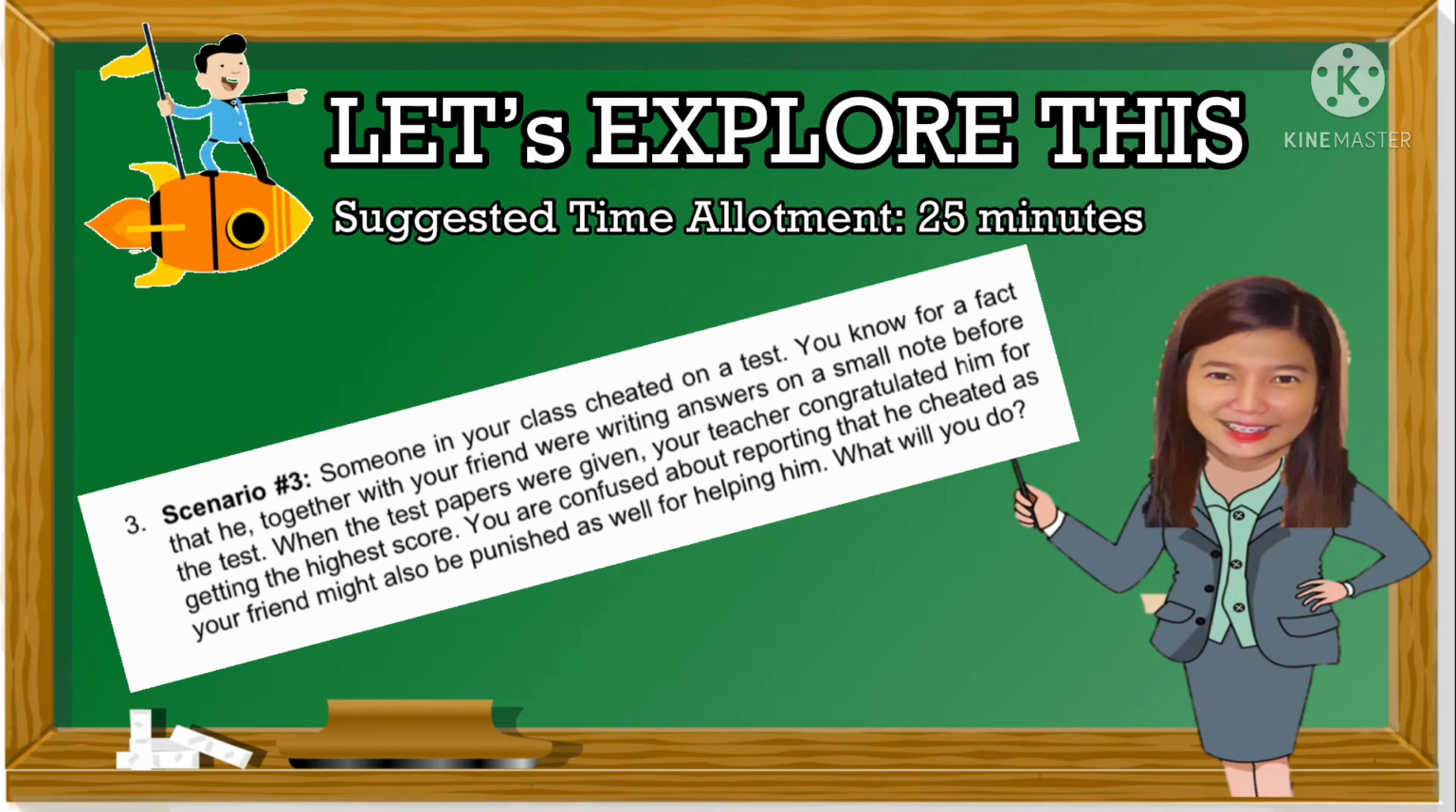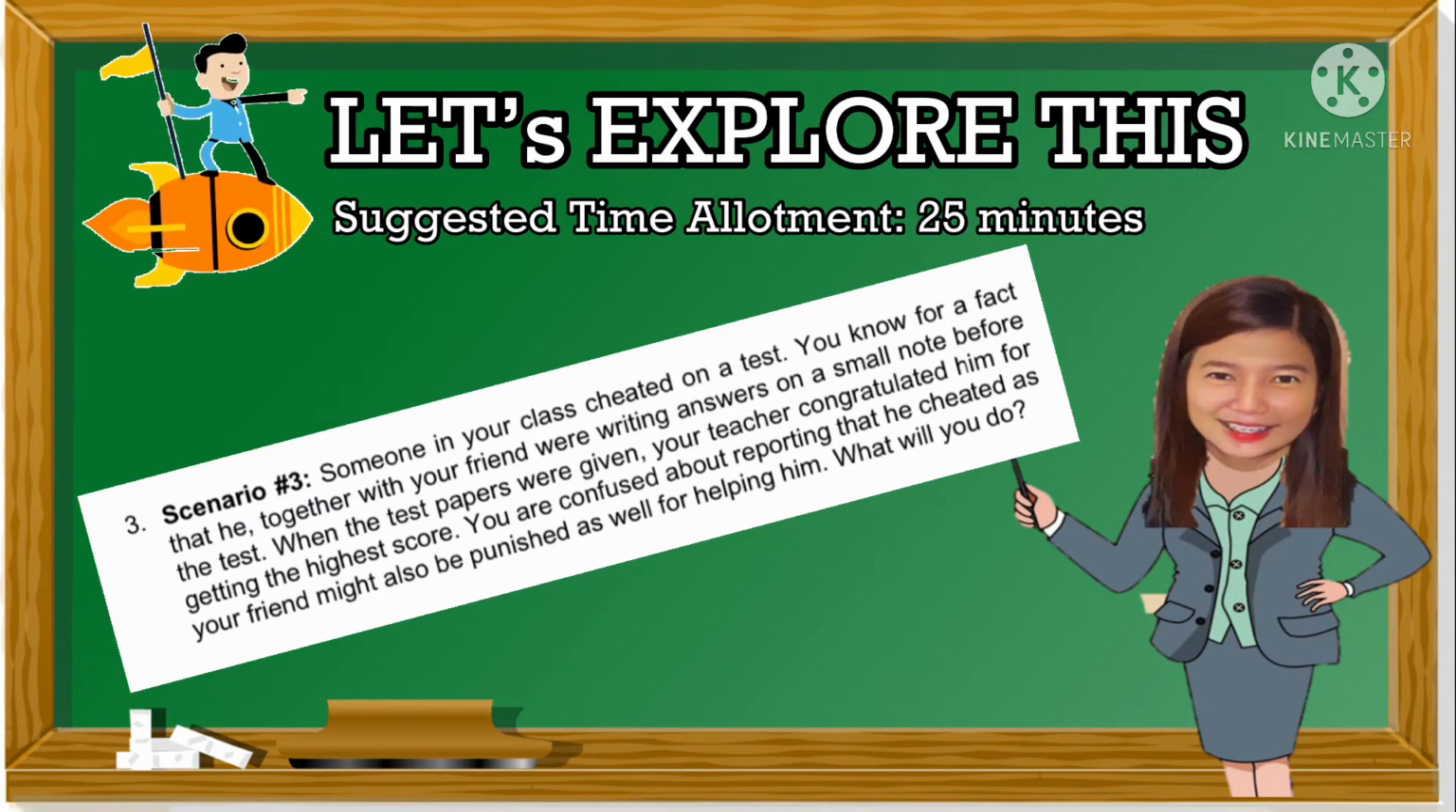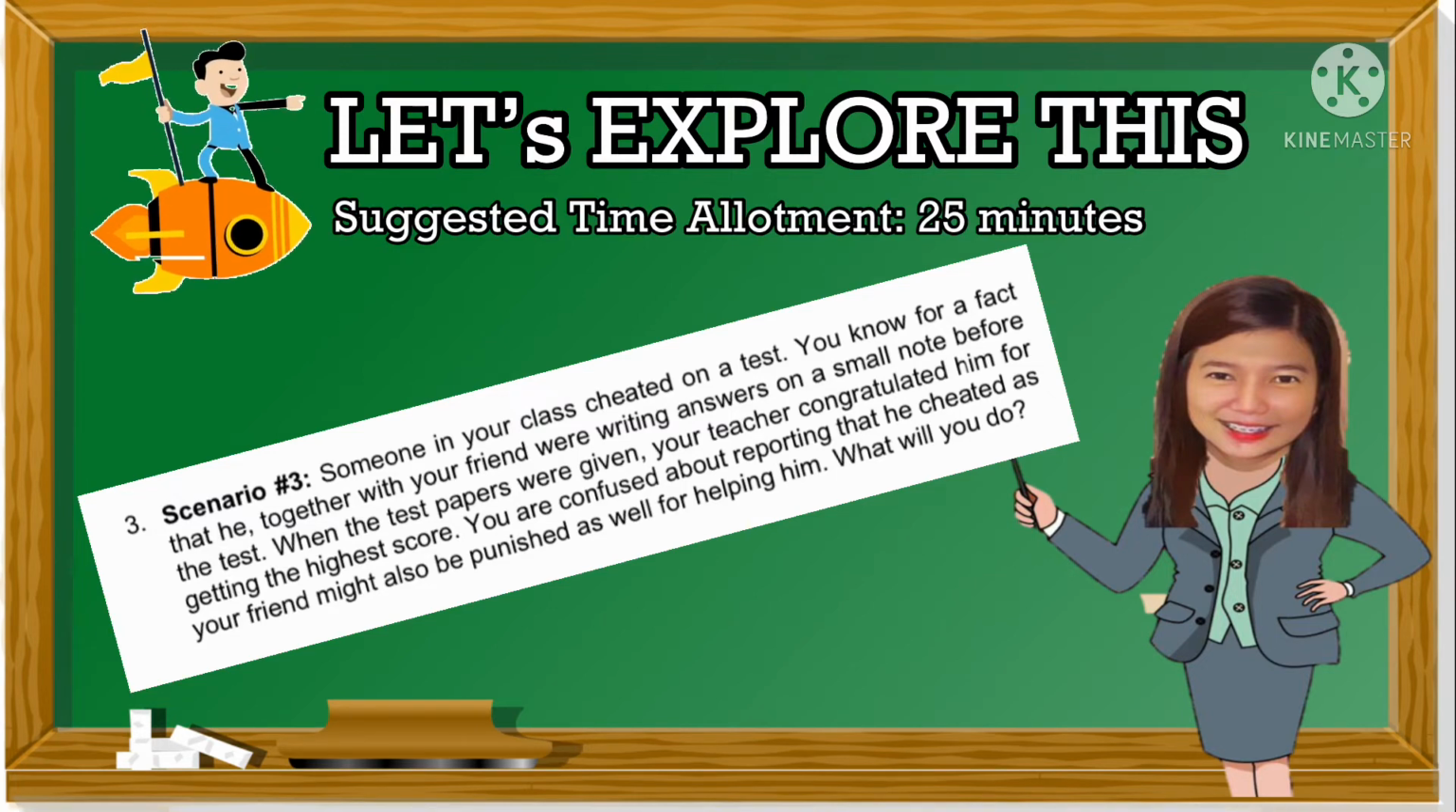Scenario number 3. Someone in your class cheated on a test. You know for a fact that he together with your friend were writing answers on a small note before the test. When the test papers were given, your teacher congratulated him for getting the highest score. You are confused about reporting that he cheated as your friend might also be punished as well for helping him. What will you do?